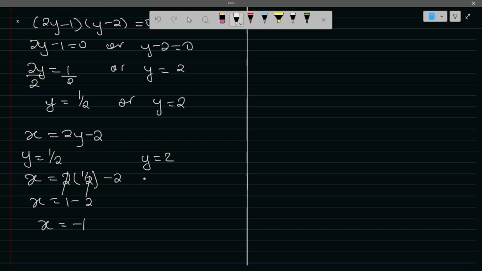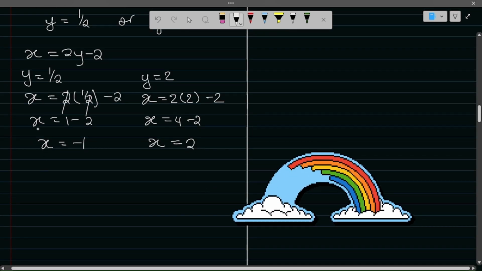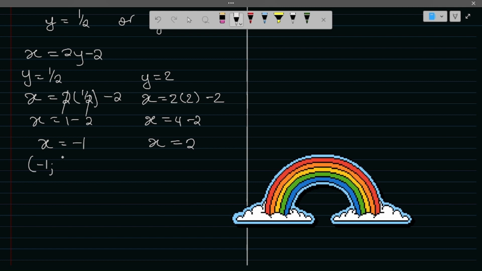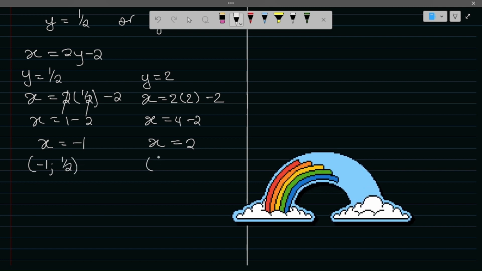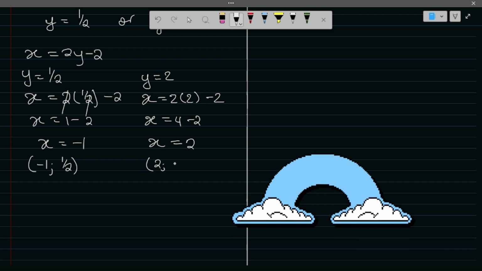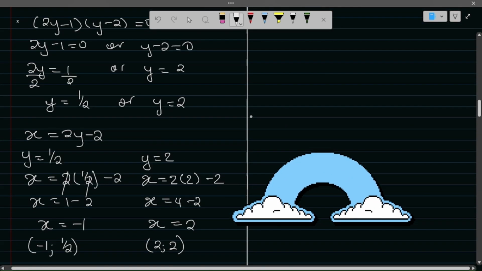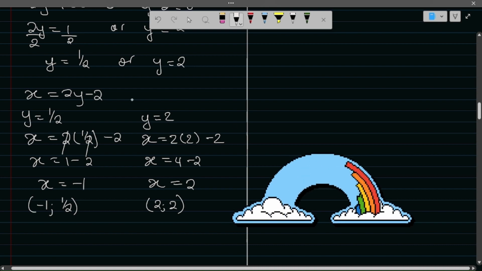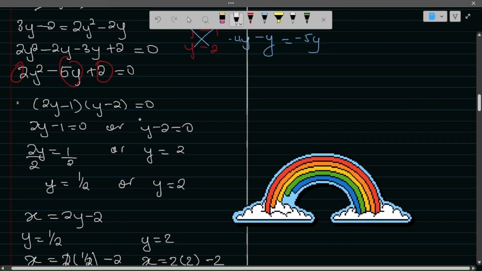When there's y, you put the value of y. So it's gonna be 2 times 2 minus 2, so x is equal to 4 minus 2, which is 2. So these basically are coordinates. When x is minus 1, the value of y is half, and when the value of x is 2, the value of y is equal to 2. You see, so we solved the simultaneous equation, guys.